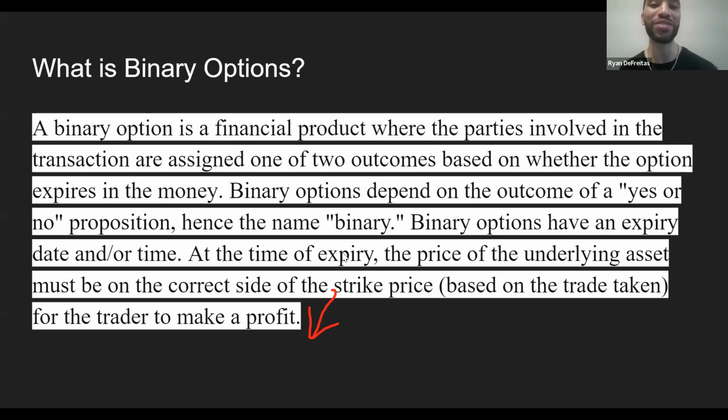Anyway, a binary option is a financial product where the parties involved in the transaction are assigned one of two outcomes, based on whether the option expires in the money, meaning you win the trade. So binary options depend on the outcome of yes or no, hence the name binary. At the time of expiry, the price of the underlying asset must be on the correct side of the strike price. So that's just the fancy Google definition.